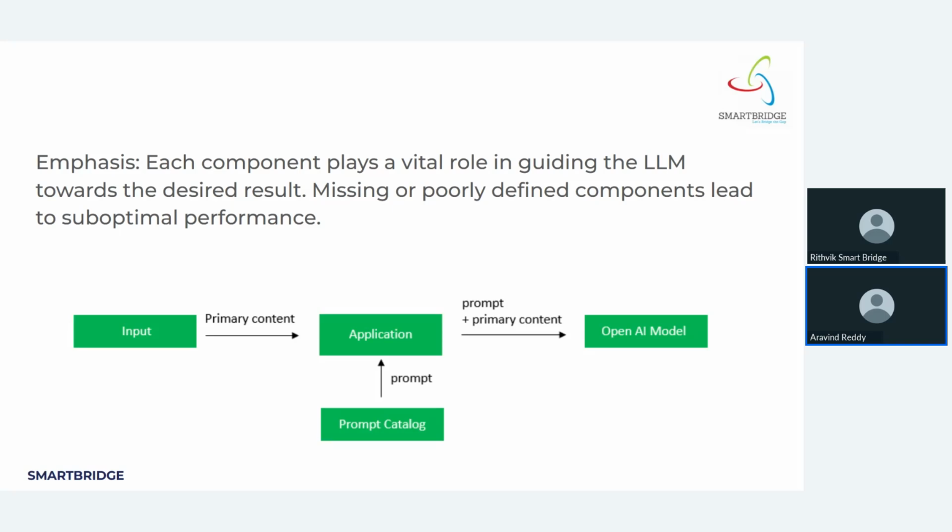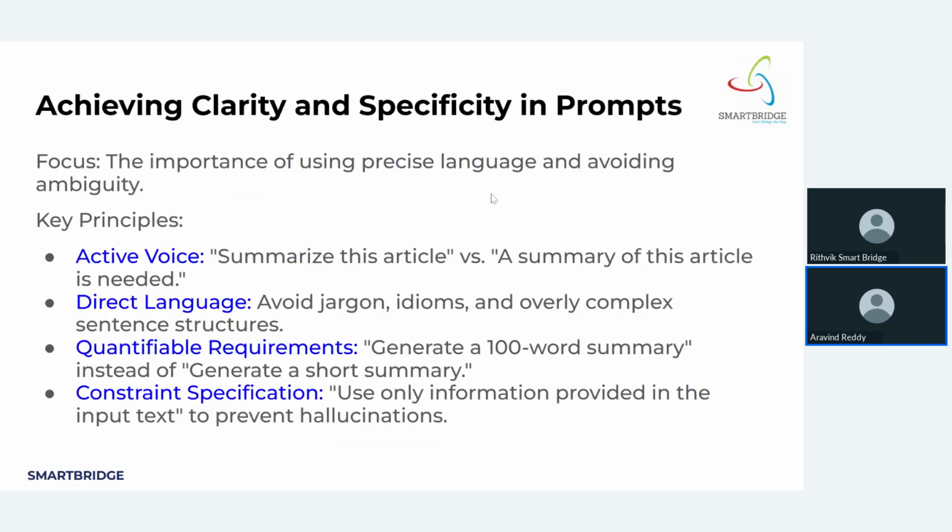Okay, guys. Next, achieving clarity and specificity of prompts. What are the things you need to achieve to get good prompts? Active voice: summarize the article, versus a summary of the article is needed. You need to specify the things in this way, and in detail, about what they are expecting.